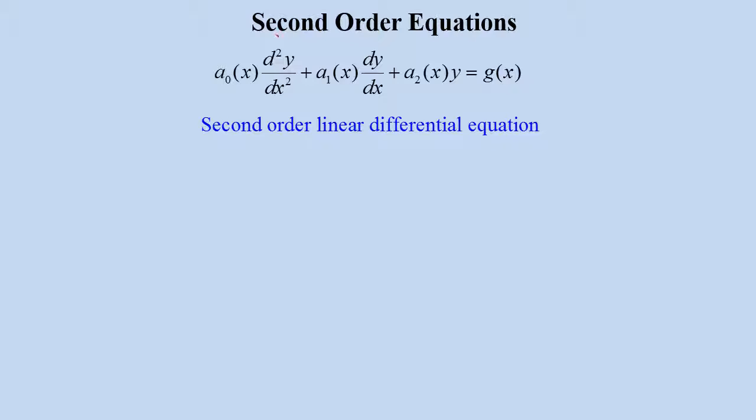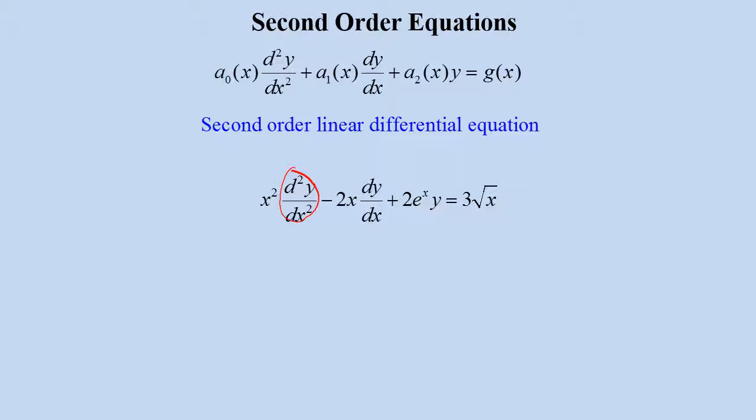As you can see, we've got a second derivative, first derivative, and the function itself. That's kind of where it gets its name linear. Notice all their coefficients are some functions of x. There's not any y's in any of that. And it's equal to some function of x. So, here is an example of one, and this is what we're talking about.